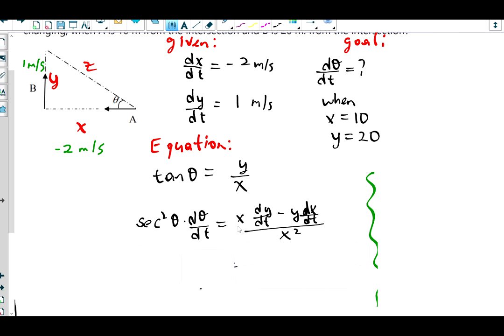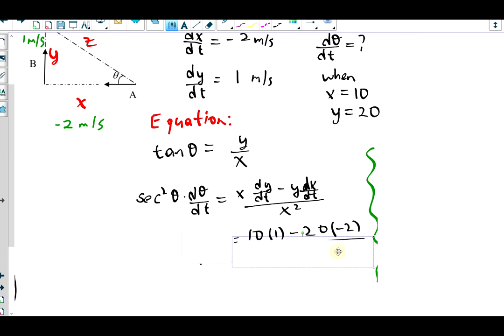We know x is 10, y is 20, dy/dt is 1, and dx/dt is negative 2. So those I can plug in right away. x is 10, so 10 times 1, minus y, which is 20, times dx/dt, which is 20 times negative 2. And everything divided by x squared, so that will be 10 squared in the denominator.